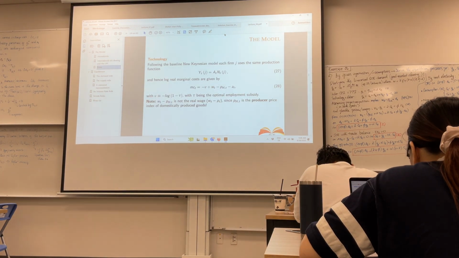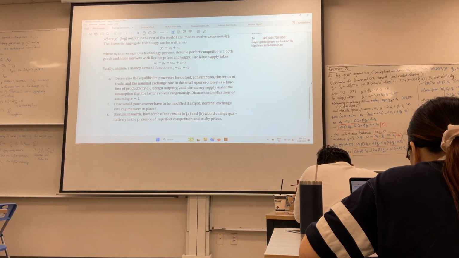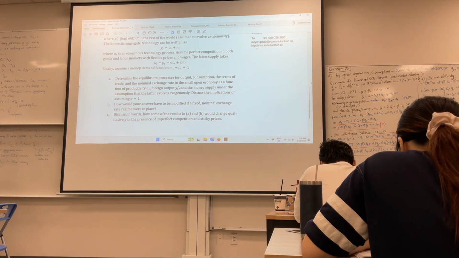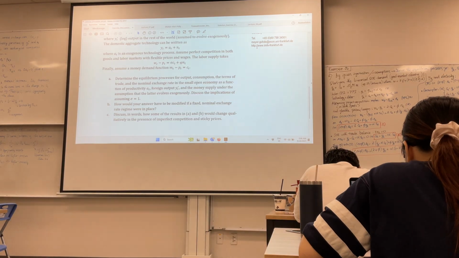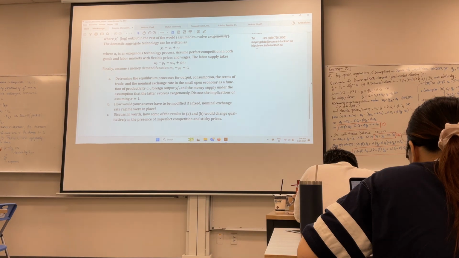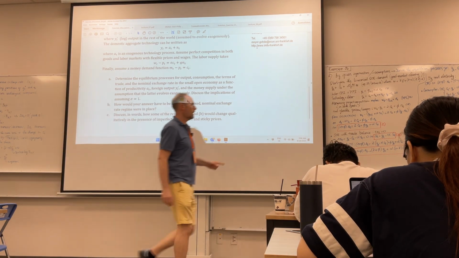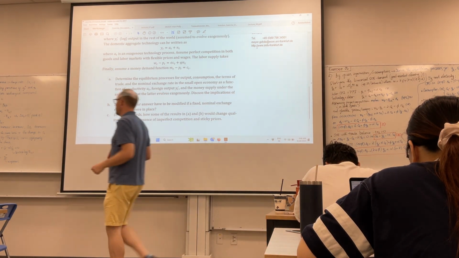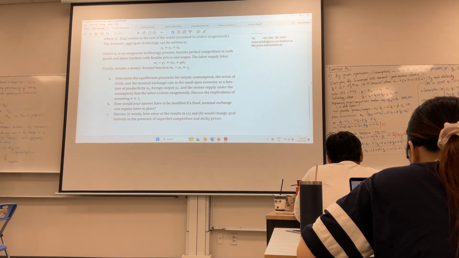All right, so now we want to look at what happens if we have a fixed nominal exchange rate. So we see what the key equation is here. Bottom, we have over here. All right, we're going to fix the exchange rate.